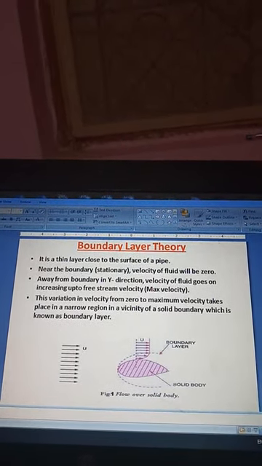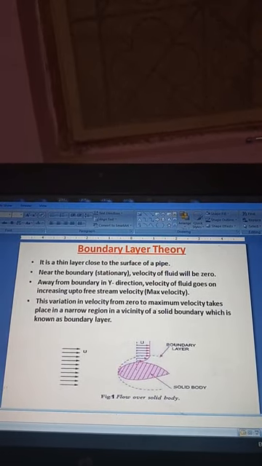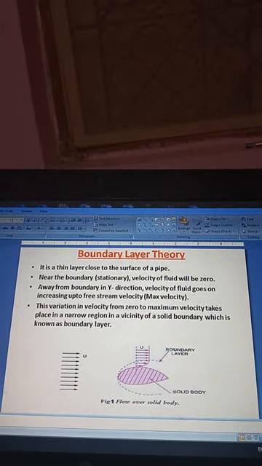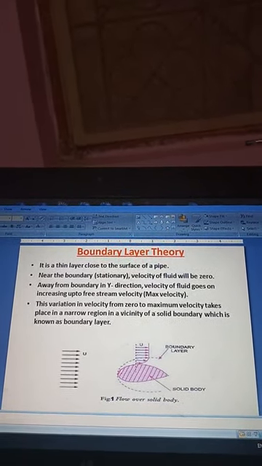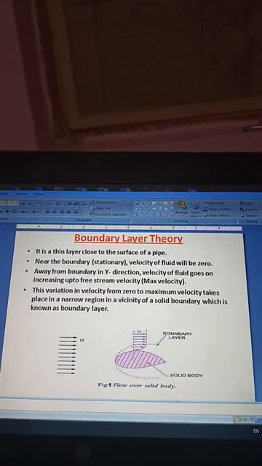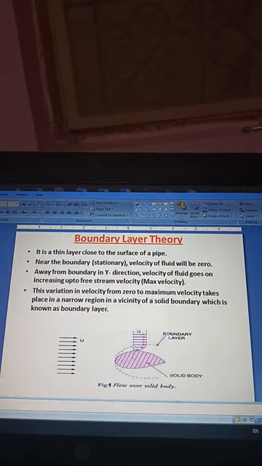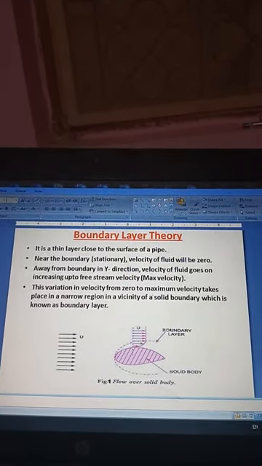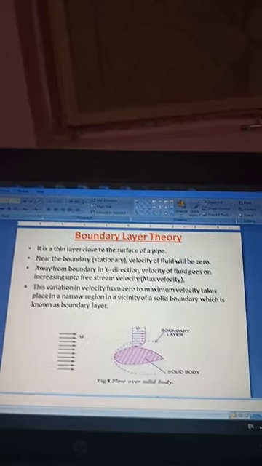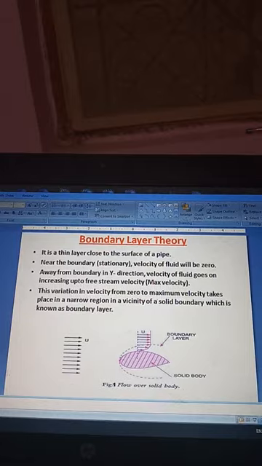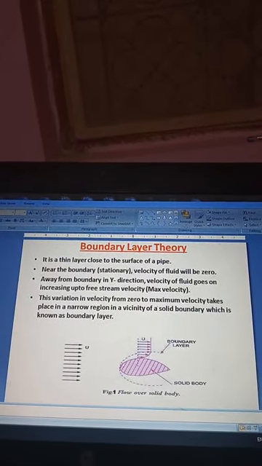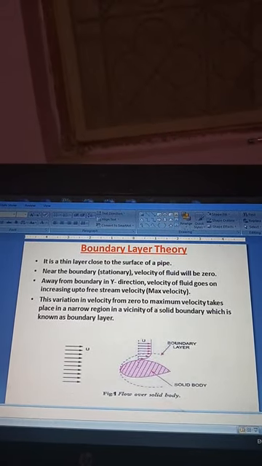If you see the profile, the velocity gradually goes on increasing in the y direction, and the region between this zero velocity and the maximum velocity, that is nothing but the free stream velocity, is called the boundary layer. Now our main focus is to study this boundary layer and the velocity variation in it.